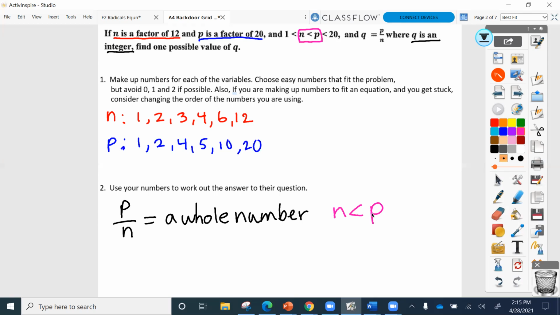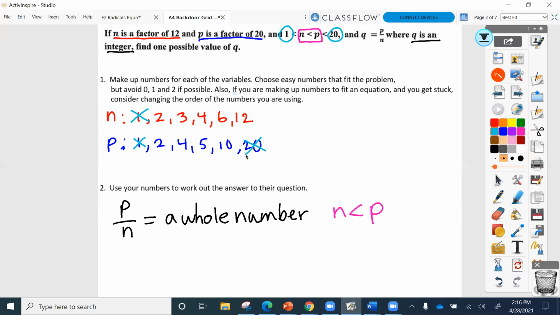All right, so let's start out. Another thing it tells us too is that both n and p are between 1 and 20. So since that says it's not less than or equal to, that means then 1 and 20 can be eliminated.